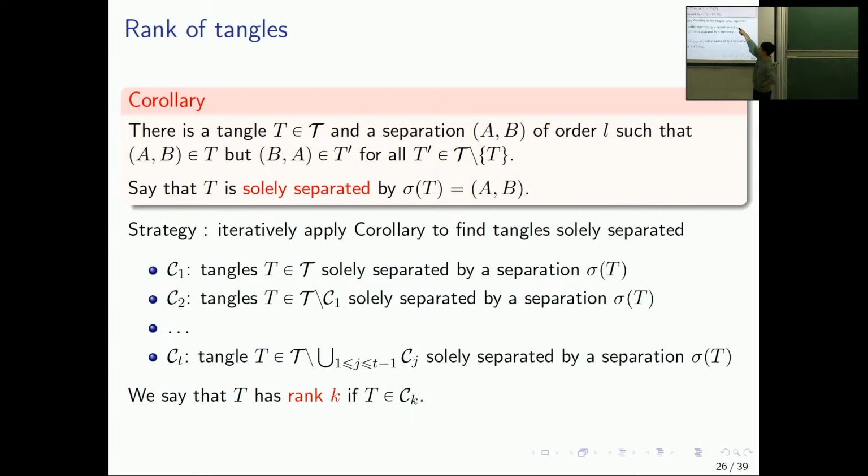We just iteratively apply the corollary so that we find all the tangles solely separated by a separation from the beginning, and call this set C1. Then you just forget about all the tangles in C1, and again find the tangles solely separated by a separation. And then you just do this until there is no separation. The separations appearing in the k-th step will be called separations of rank k.